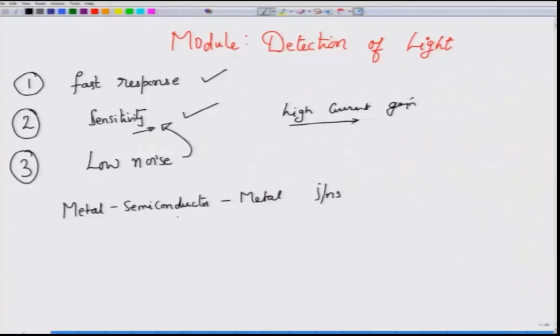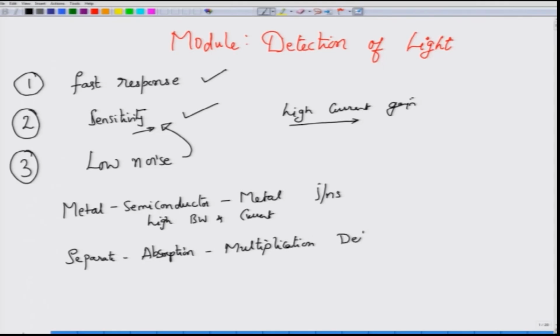These are called MSM photodetectors. This improves both bandwidth as well as the current gain, so it has both large bandwidth and large current gain. The other technique that we normally use, which is even more common than the first one, is what is called separate absorption and multiplication detectors. This principle is very interesting.